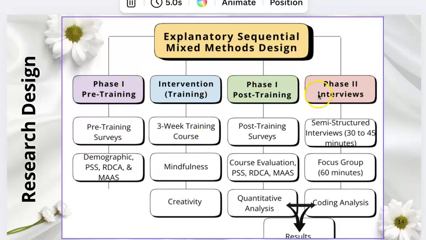However, I took mine a step further, and I also did semi-structured interviews and a focus group to bring into those trainings together so that I could analyze them all and get results from all of them. So that's why it was mixed methods.